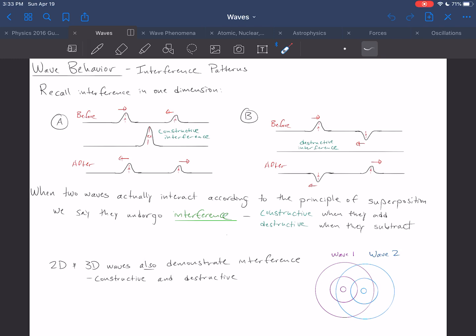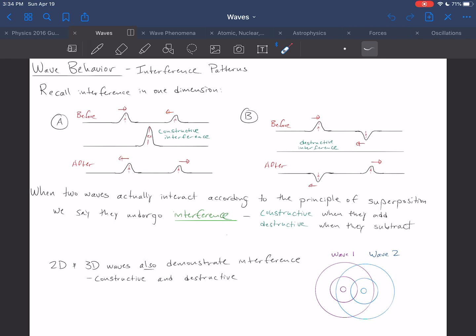A good rule of thumb is that constructive interference you think of as adding up, and destructive interference you think of as canceling out. And the general phenomenon by which you determine whether they are adding up or canceling out is known as the principle of superposition. So you superimpose the two waves on one another and see how they interact. So the general idea is that two-dimensional and three-dimensional waves also demonstrate interference, both constructive and destructive, and we'll return to that in a little bit.